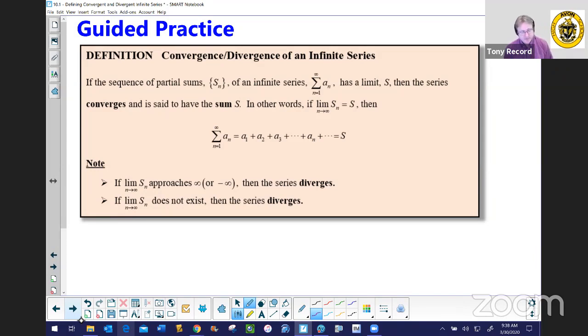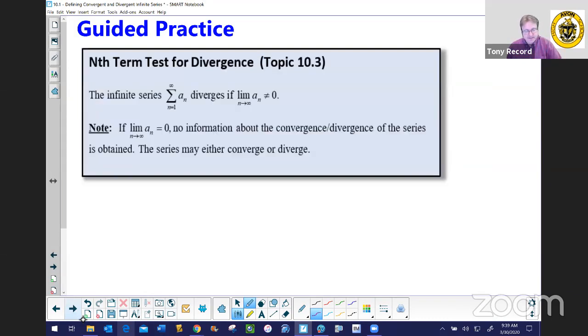Now, a few things that you have to be very careful of. Let's say that the limit of those partial sums approaches infinity or negative infinity. Then we know that that particular series is going to diverge. Or maybe that limit of those partial sums doesn't exist for some other reason. Then we're going to also diverge. So this idea of divergence is going to come to fruition in a lot of our lessons this week.